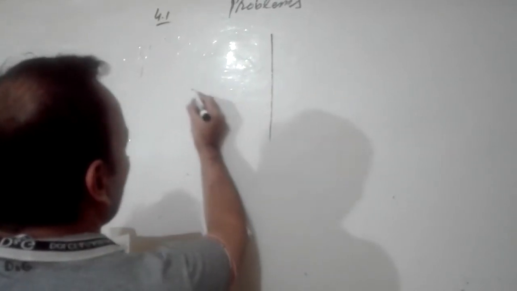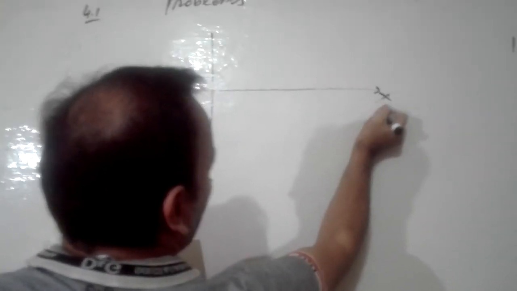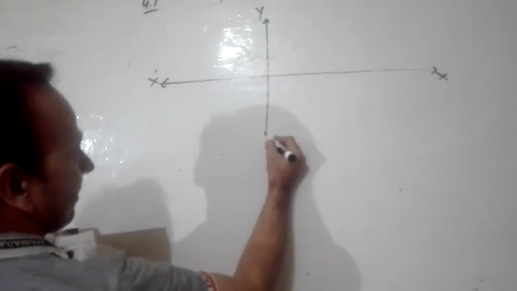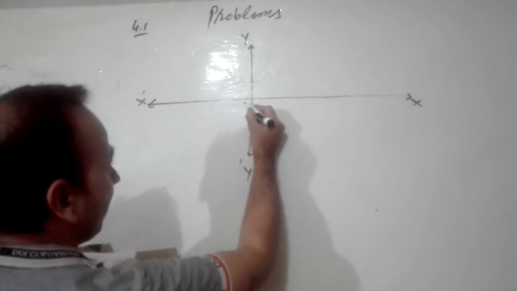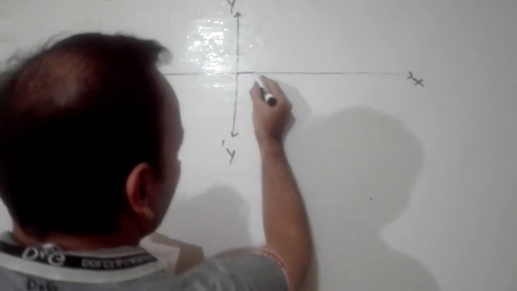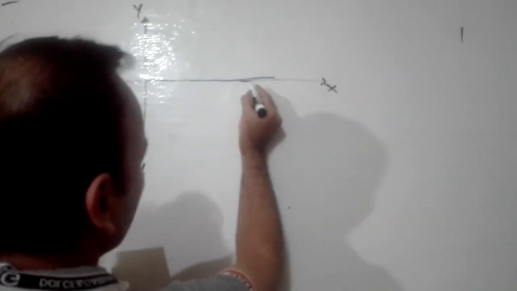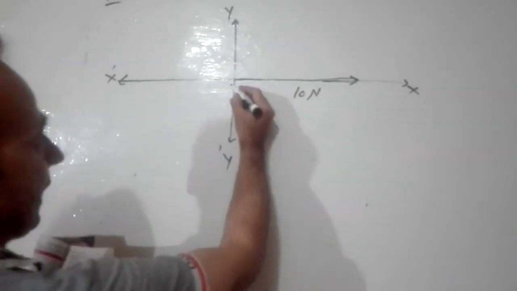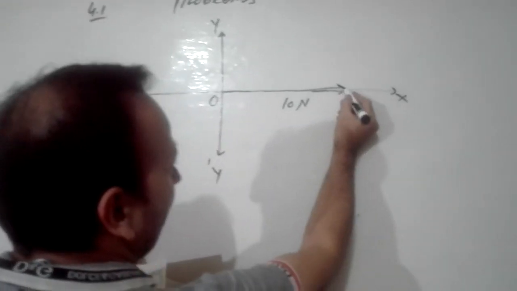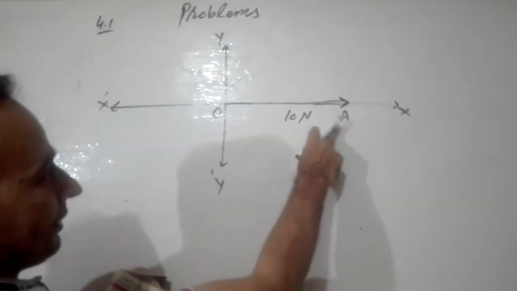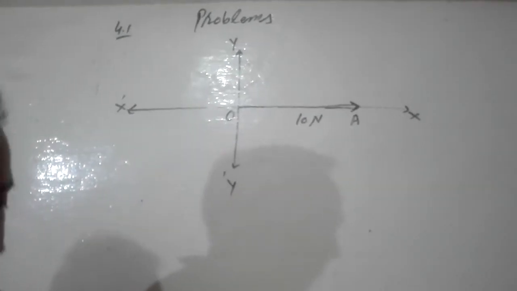So first of all, you have to draw the x-axis. Next, suppose I have the x-axis, y-axis, and this is negative x-axis, and vertical down is negative y-axis. So 10 Newton force acting along x-axis. Suppose I draw here 10 Newton force on x-axis. This is my force 10 Newton. I can name this force like, suppose this is point A, the ending point of the vector. So OA is the vector representing 10 Newton force.